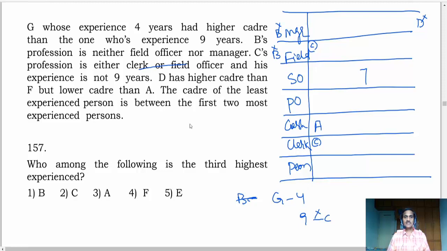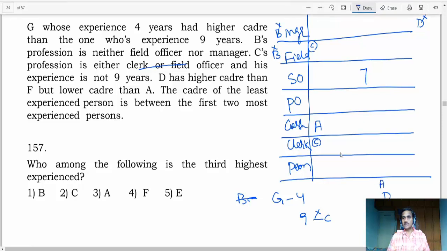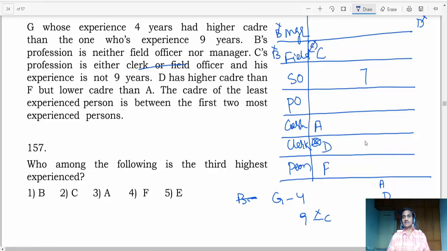D has higher cadre than F but lower than A. So A, D and F. A is already here, so C cannot be here. D is here, F is here. If A, D, F come here, who must come here? C must come here. A, D, F, C is done. Then G is 4 years, greater than 9 years.